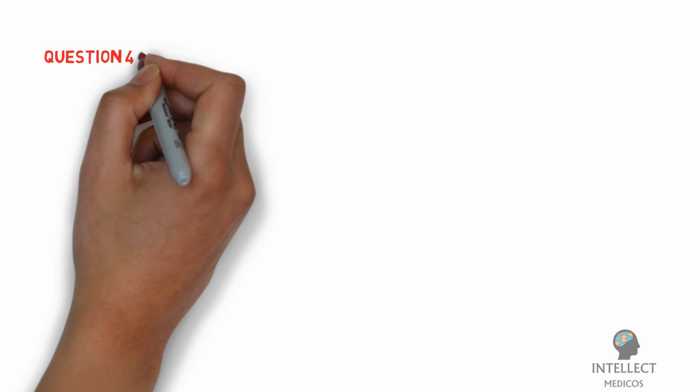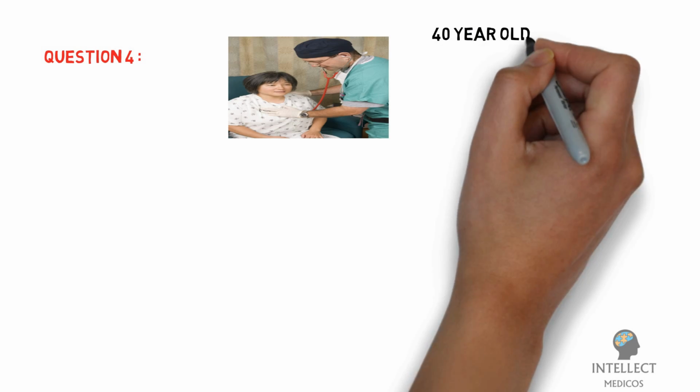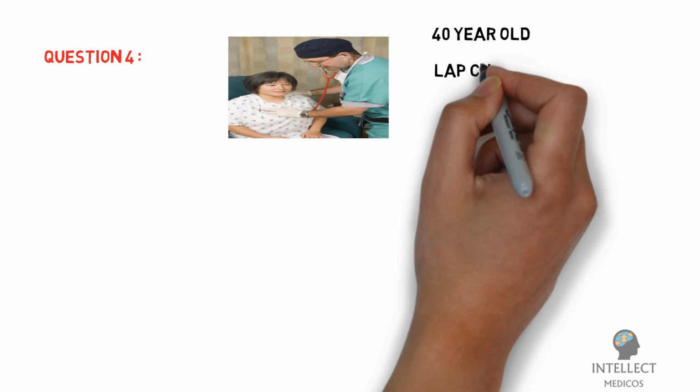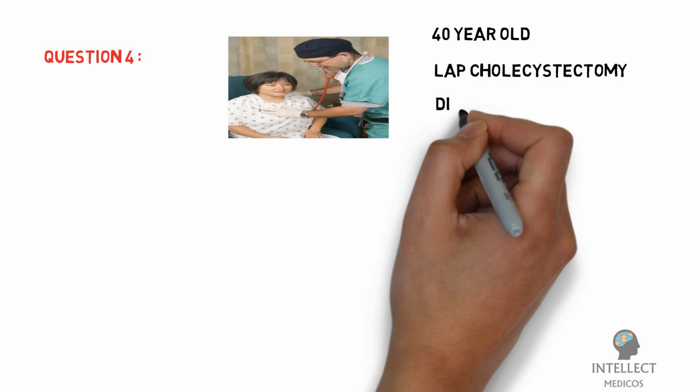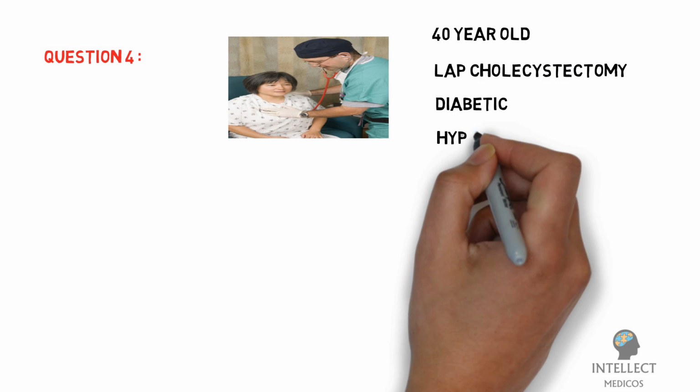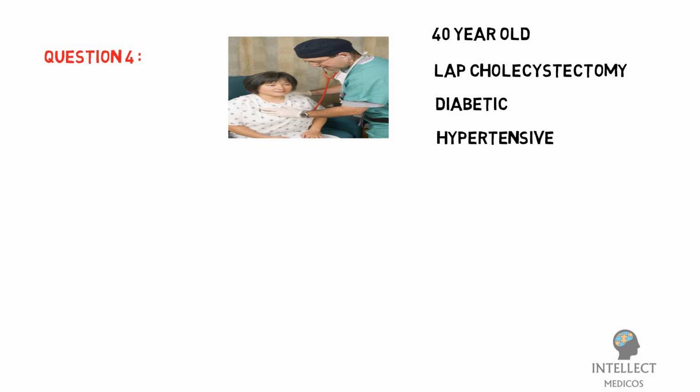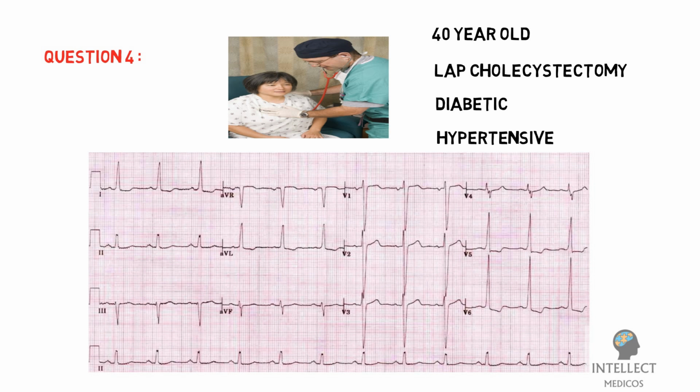Now coming on to fourth question. A 40-year-old female has to undergo lap cholecystectomy. She is diabetic and hypertensive. You ask for an ECG before the surgery. What is the abnormality seen in this ECG? Again, pause this video. Try to interpret on your own first.